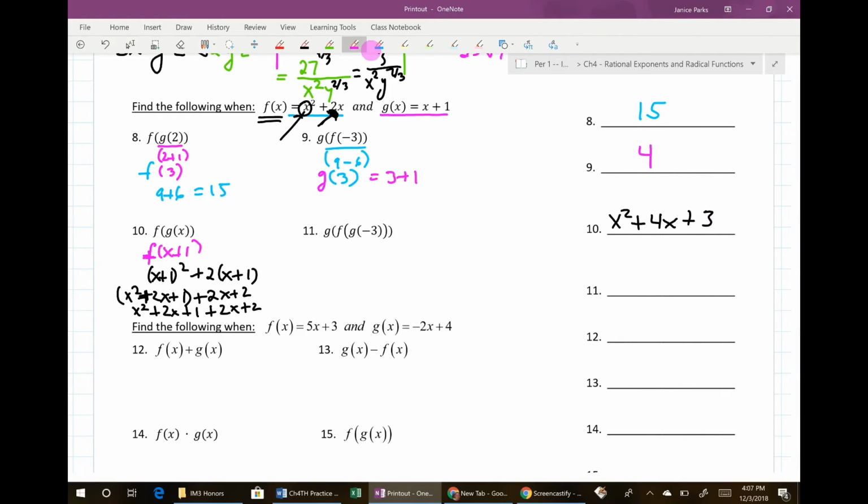For number 11, we're going to do this part first. So g of negative 3 is negative 3 plus 1, which is negative 2. Then we're going to do f of negative 2, which is going to be 4 minus 4, which is 0. And then we have to do g of 0, which is 0 plus 1, which is 1.